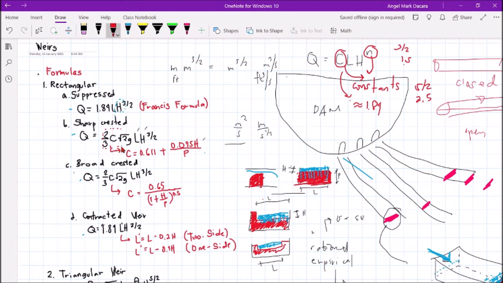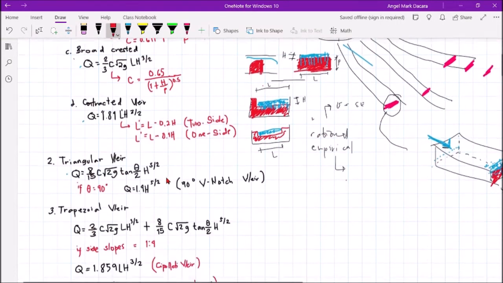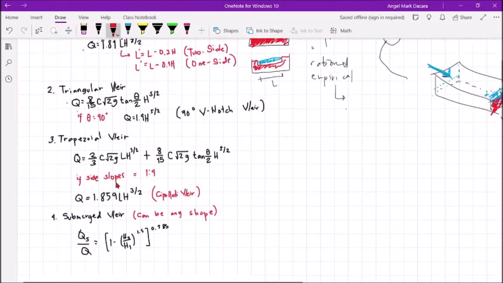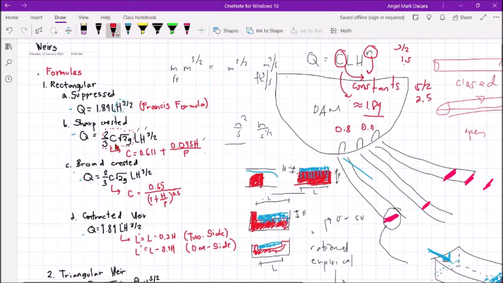I-substitute mo na yun dito sa buong C na to. Itong buo na coefficient, LH to the 3/2. Okay? Pero if that C is less than this value, let's say nasa mga 0.8 or 0.7, 0.6, then use that C to substitute dito sa letter C na to. Okay? Ngayon, since our given C is only 0.63, okay? Dito natin siya gagamitin lang. I-substitute lang natin siya dito.